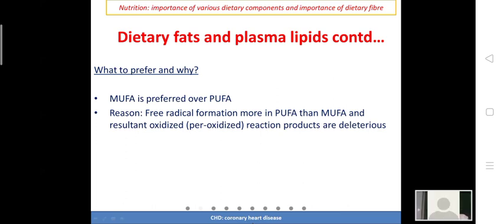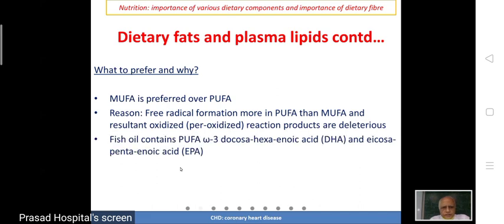Because in polyunsaturated fatty acids, it is the free radical formation which becomes more dangerous, and it results in oxidative products or peroxidized reaction products that are deleterious for health. And polyunsaturated fatty acid sources are fish oil, wherein omega-3 fatty acids are present.